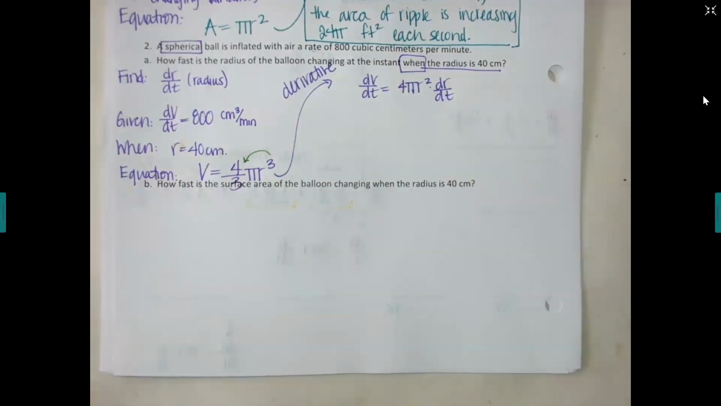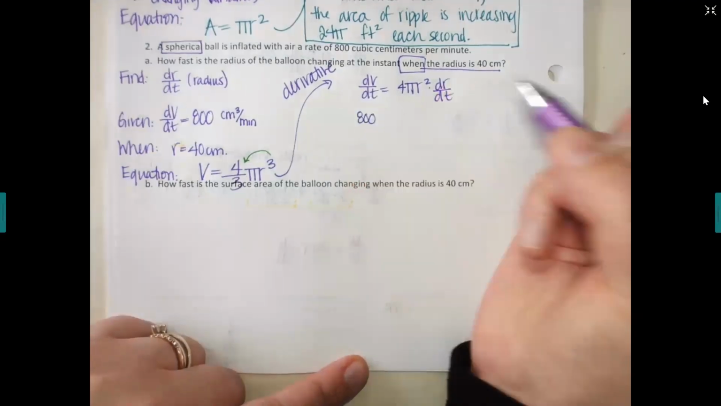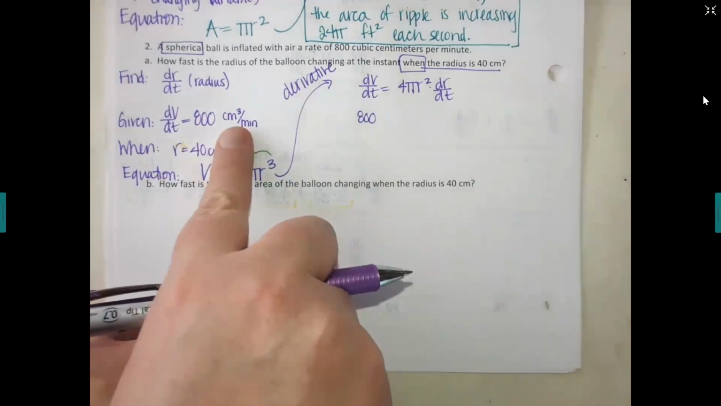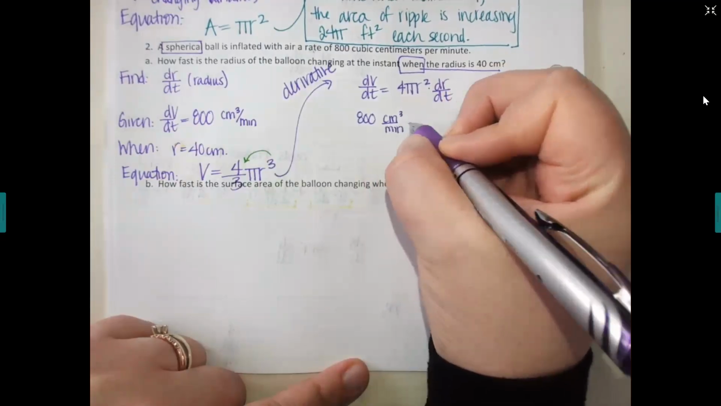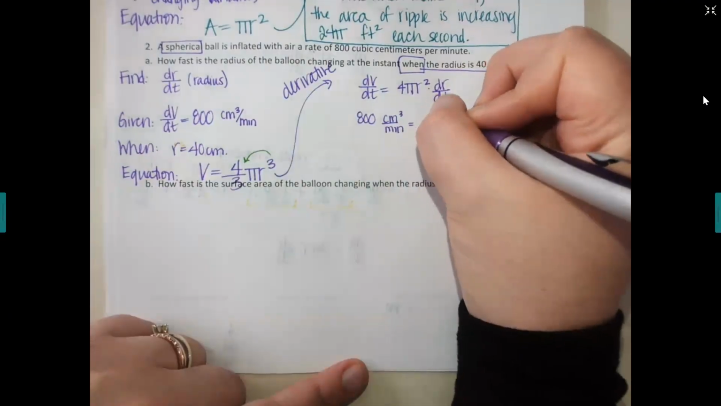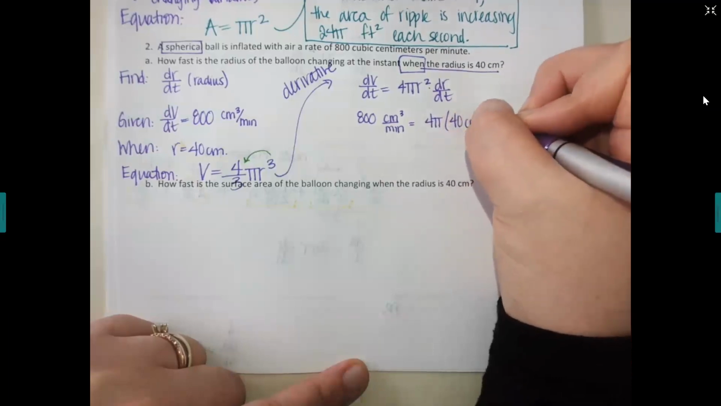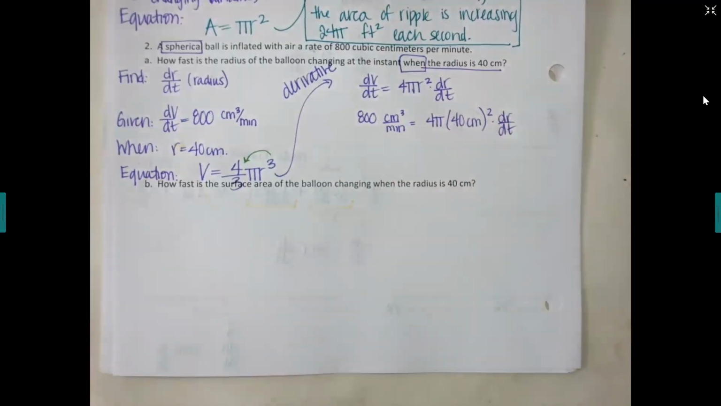From here, we're looking to plug some stuff in. I know dV/dt this time. What is it? 800. And then, like I said, just for these first few, I'm going to keep track of units, but we'll stop doing it maybe after this example. So it's 800 cubic centimeters per minute equal to 4 pi, what's my r? 40 what? Centimeters, quantity squared. And then notice that dr/dt is what I'm trying to solve for.